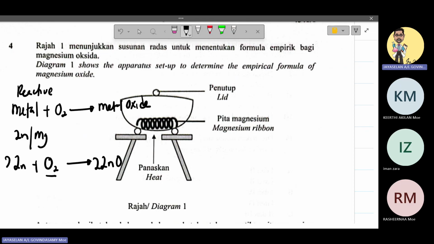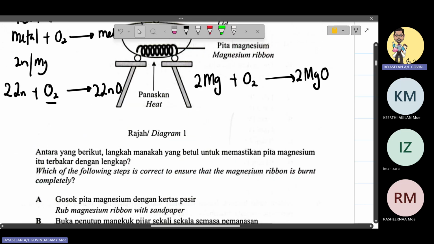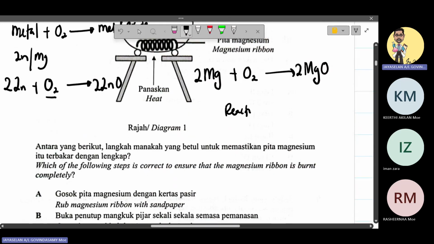Balance the oxygen, two, right? Here two, zinc two. Magnesium: if I do it for magnesium, magnesium reacts with oxygen. This is a very simple equation. Must memorize. Magnesium oxide. After that, you balance this one. Two, this is already two. Magnesium two, magnesium two. So any question? Any question?